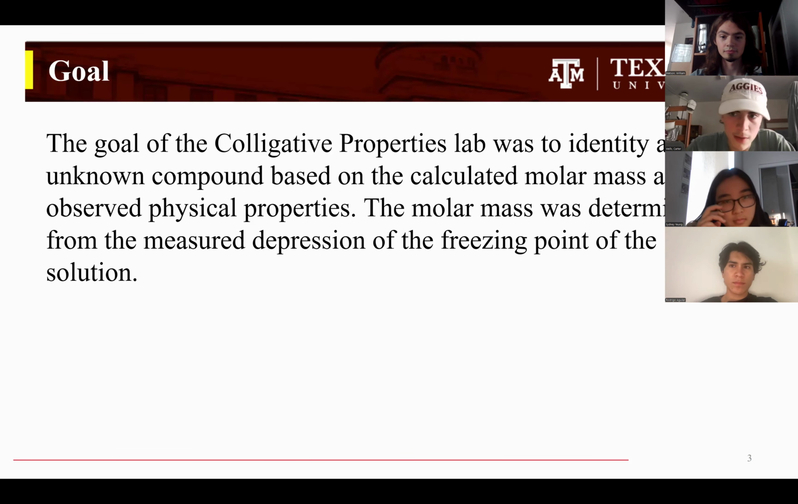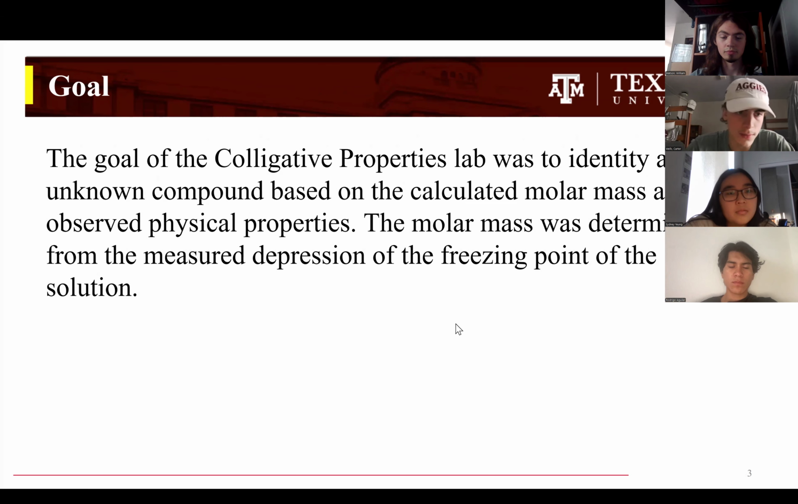So the goal of the Colligative Properties Lab was to identify an unknown compound based on the calculated molar mass and observed physical properties. The molar mass was determined from the measured depression of the freezing point of the solution.